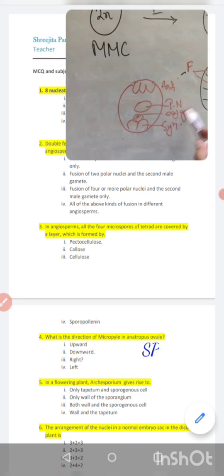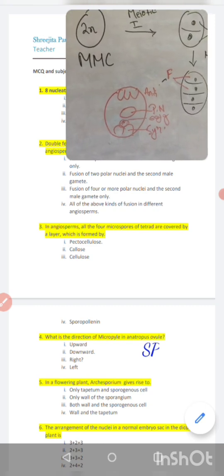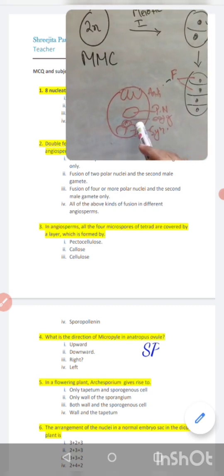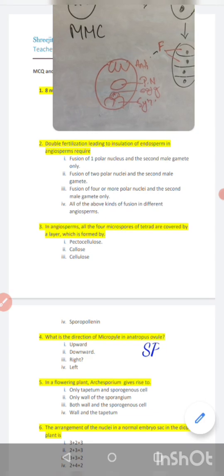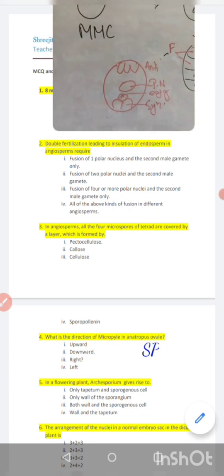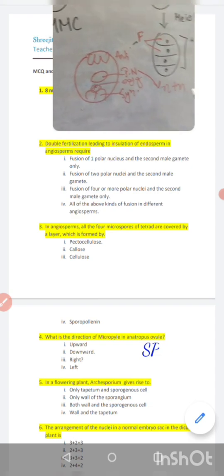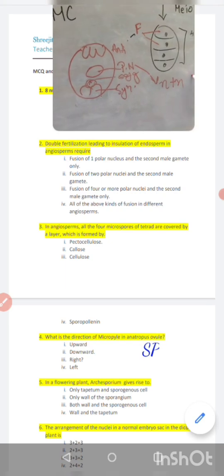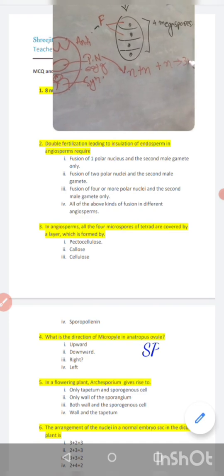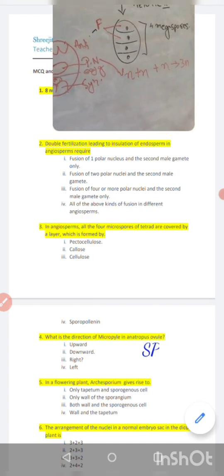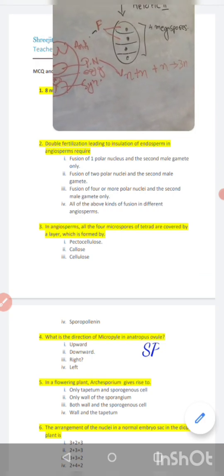When the two male gametes enter through the pollen tube, one male gamete fertilizes the egg and forms the zygote. The other male gamete fuses with the polar nuclei. The ploidy level of the polar nuclei is initially n plus n, because two nuclei are there. Again, one male gamete comes and fuses with them, and they form the primary endosperm nucleus, that is the PEN. The ploidy level of this endosperm is triploid.